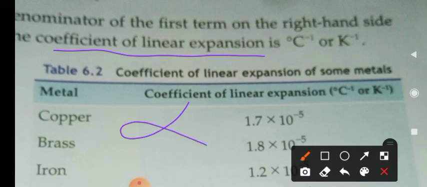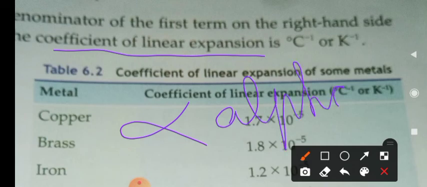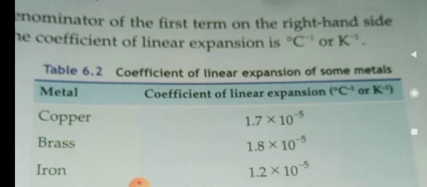This is the symbol for alpha. Alpha is the name of the first alphabet in the Greek language. Like we say A is the first alphabet of English, alpha is the first alphabet of the Greek language. So the coefficient of linear expansion is denoted by alpha. Okay, children, did you understand this? Hope you have understood.